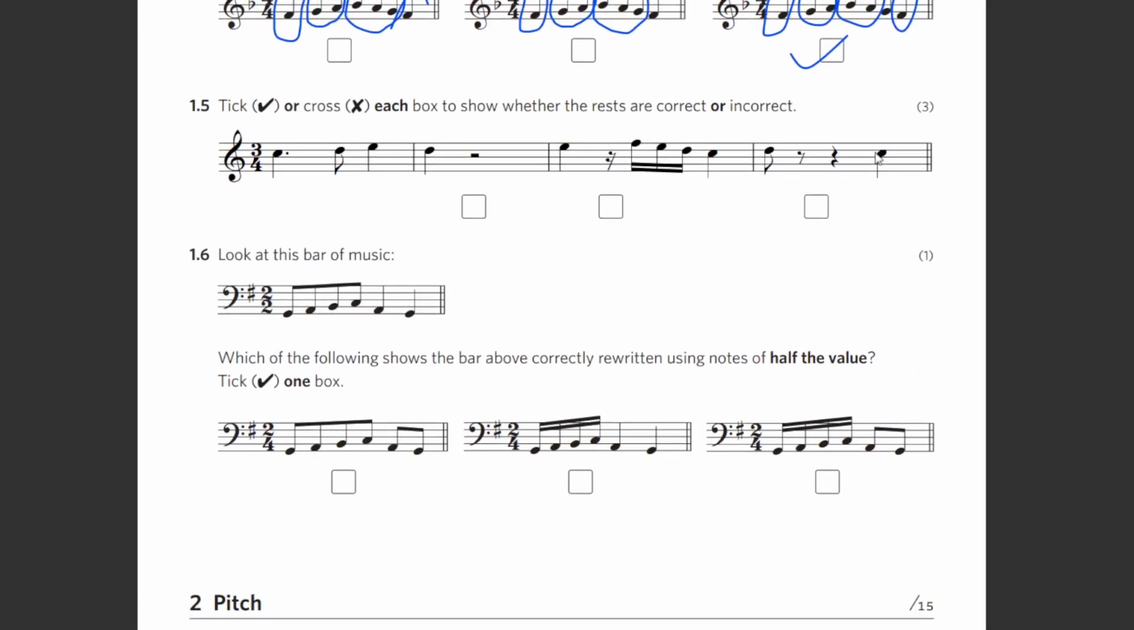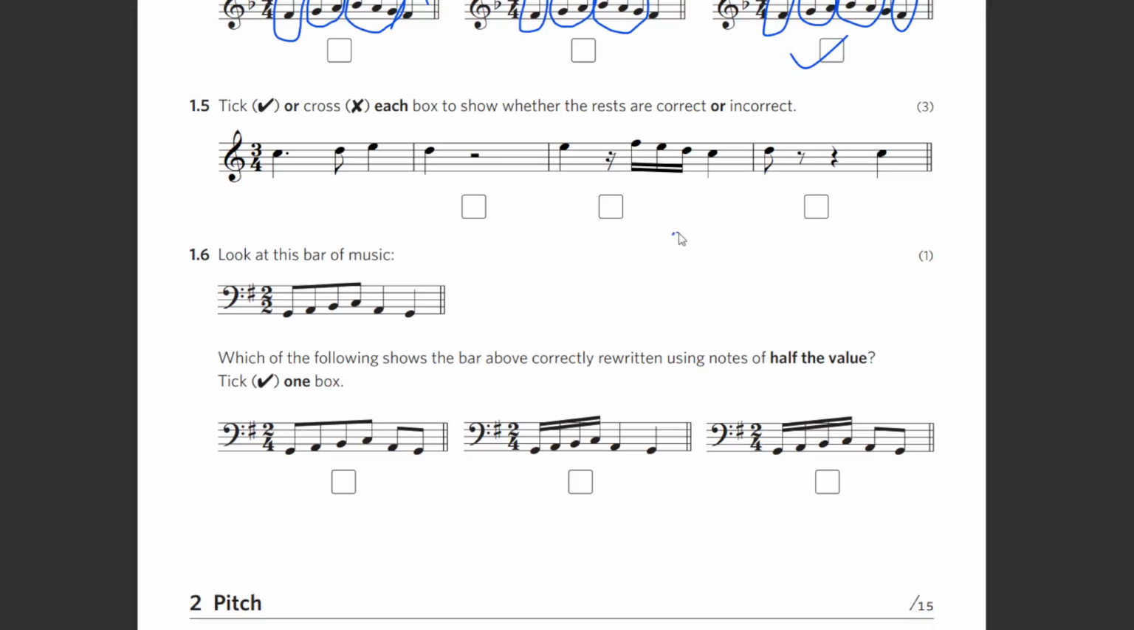Okay, so now let's move on to 1.5. In 1.5, we are asked to show whether the rests are correct or incorrect. In order to check whether a rest is correct for this type of question, there are 2 things you should look at. First, you need to check whether the time value of the rest is correct. And secondly, you need to look at whether the rest is grouped correctly.